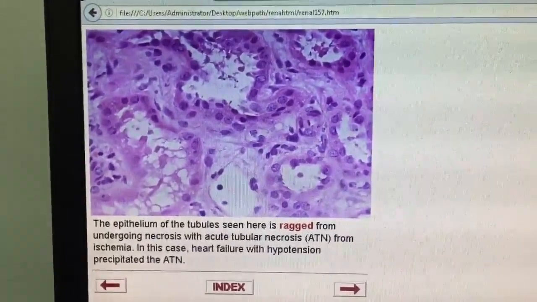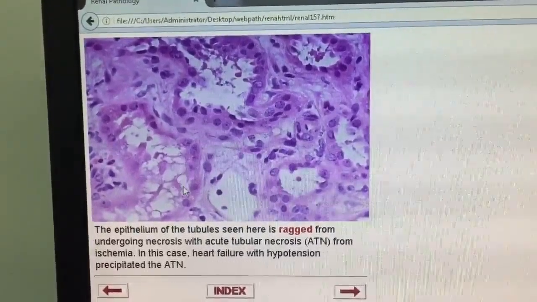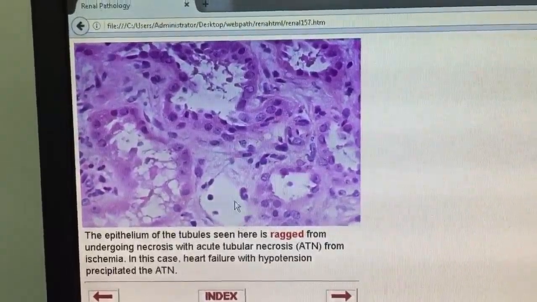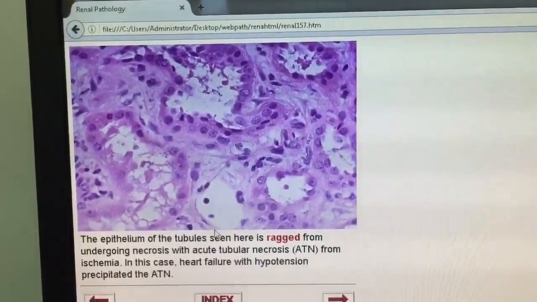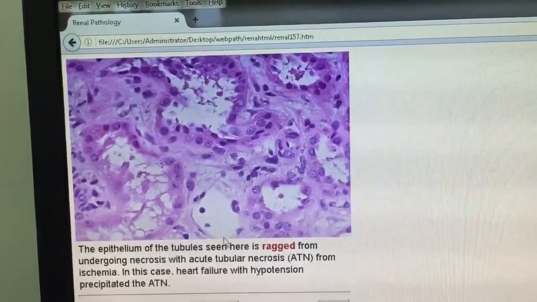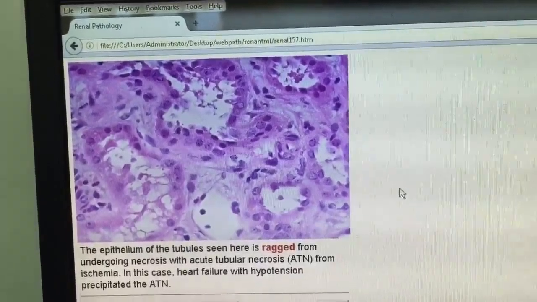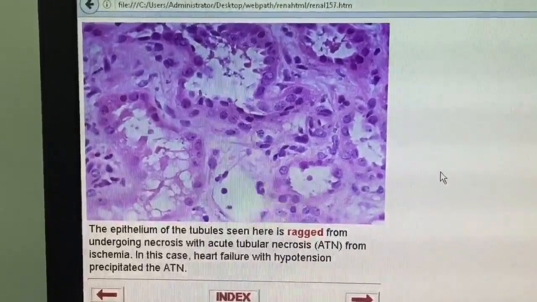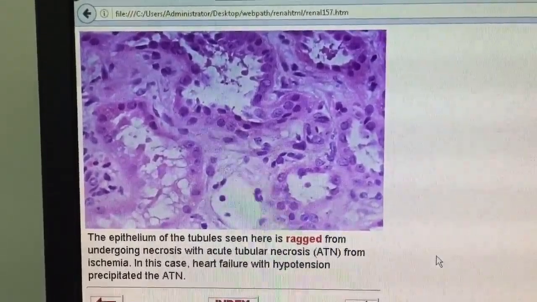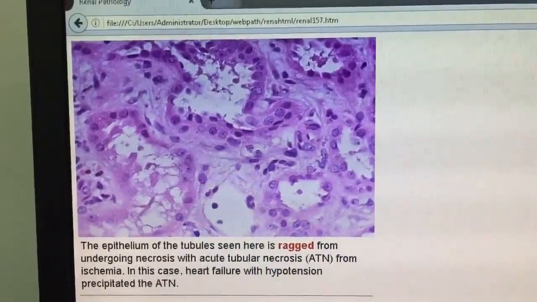Microscopic examination will show vacuolization of the tubular epithelium with sloughing into the lumen. Some tubules appear empty without tubular epithelial cells. Acute tubular necrosis, especially the ischemic type, usually occurs due to hypoperfusion or ischemia, or severe hypotension like in cases of shock or heart failure.